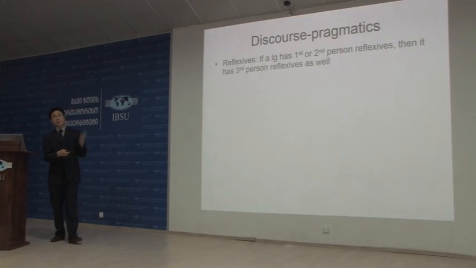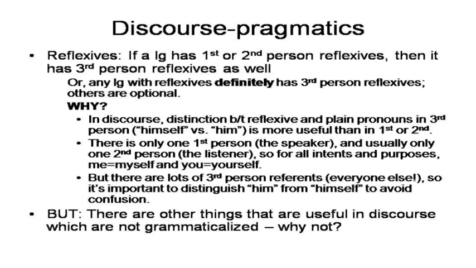So for instance, a discourse pragmatics explanation of reflexives might be as follows. If you remember, the universal about reflexives is that if you have a word for myself or yourself, you will also have a word for himself. And the reason is that discourse pronouns, in distinction from plain pronouns, in the third person are more useful than in the first or the second, right? So if you have any reflexive pronouns, they'll be third person reflexive pronouns. And why would that be the case? It's because when you're talking to somebody, there's only one of you, right?